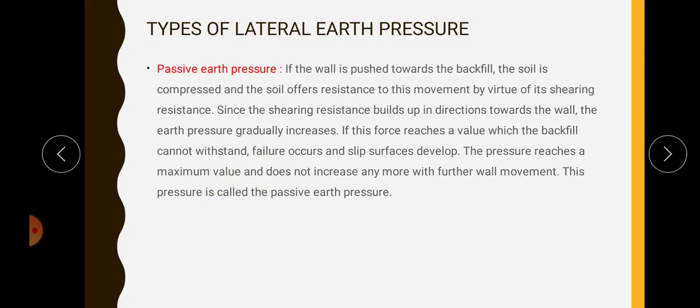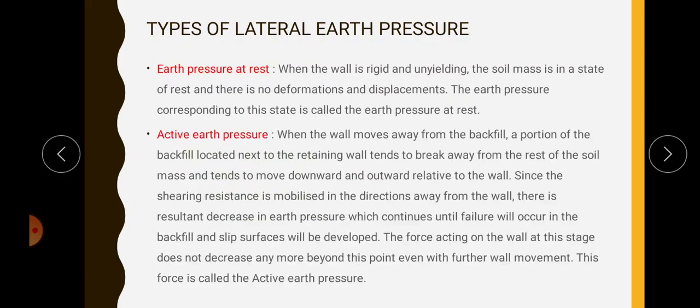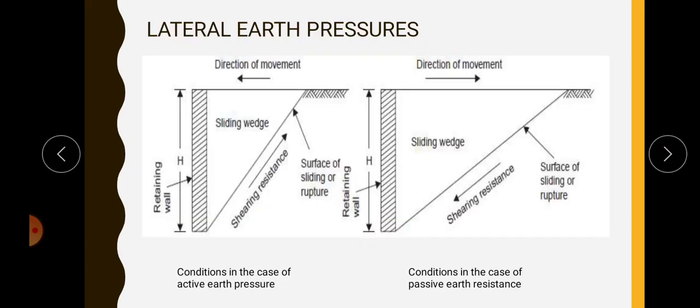So in the case of passive earth pressure, since the wall is moving towards the backfill soil, the earth pressure increases. So these are the three types of lateral earth pressure, that is earth pressure at rest, active and passive. In the case of active, the retaining wall is moving away from the soil mass, so there is a decrease in the earth pressure. And in the case of passive, the retaining wall is moved towards the backfill soil, so there is an increase in earth pressure. I think you are clear. If you have any doubt, you can WhatsApp me, I will explain.